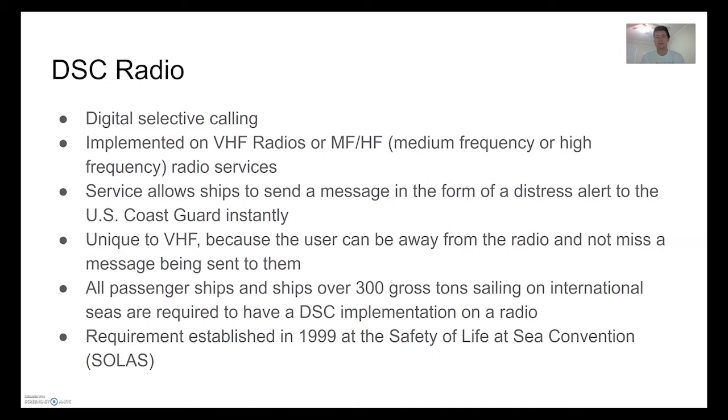And the requirements of this radio: all passenger ships and ships over 300 gross tons sailing on international seas are required to have this DSC implementation on a radio. And this requirement was established in 1999 at the Safety of Life at Sea Convention.